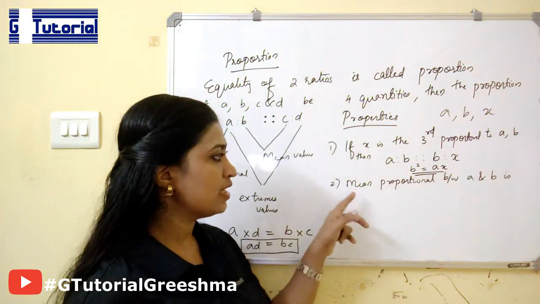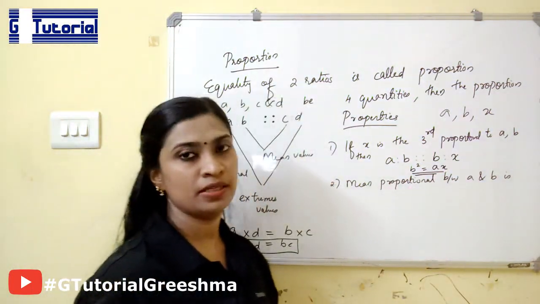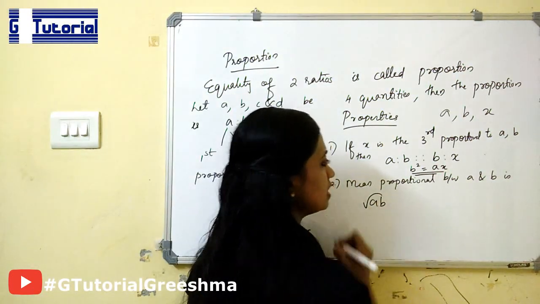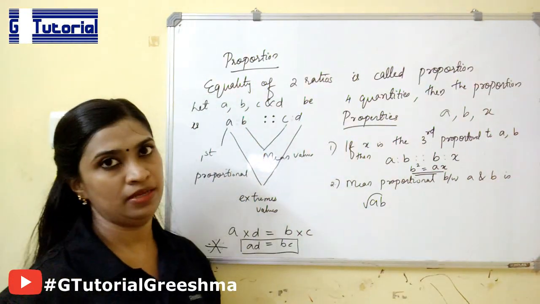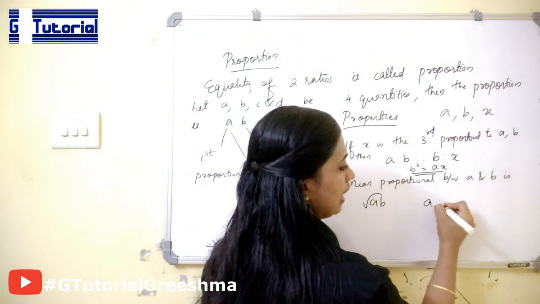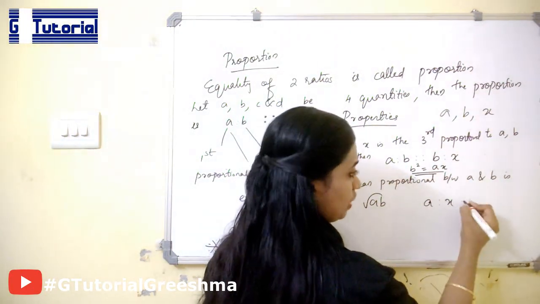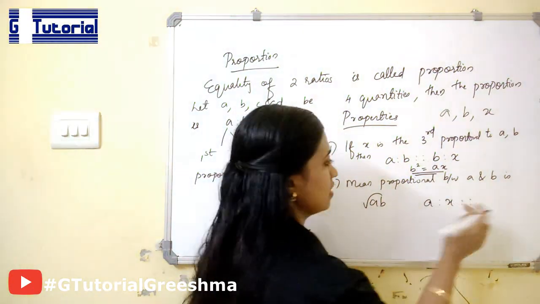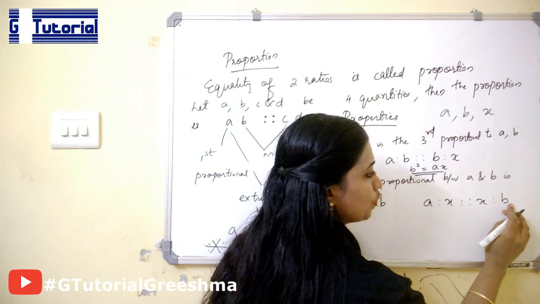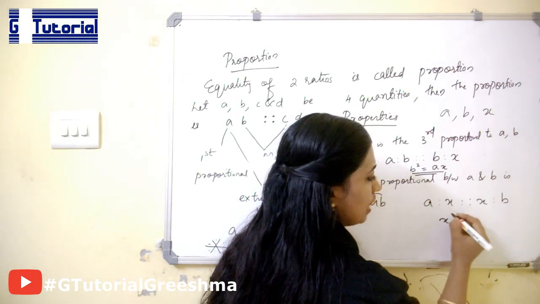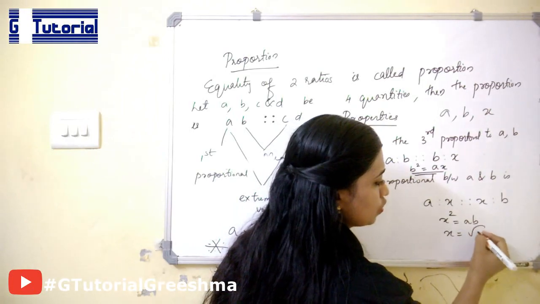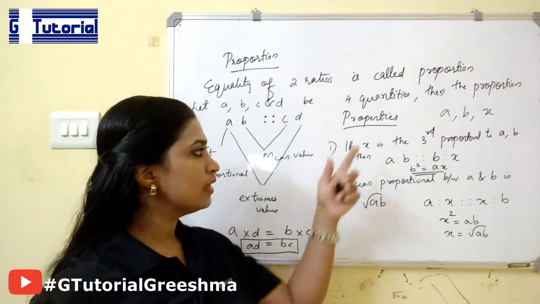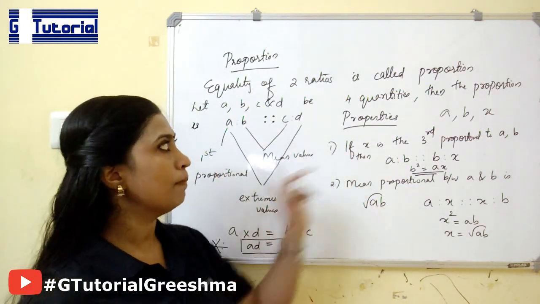And next we can see the mean proportional of A and B. The mean proportional of A and B is root of AB. This is the mean proportion of A and B. That is, here A forms a ratio with some quantity X, and we are asked to find this X. And X is in ratio with B. So X square is equal to AB, or X is equal to root of AB. So simply we can say mean proportion between A and B is root AB. These are the two other things you have to remember from the topic proportion.